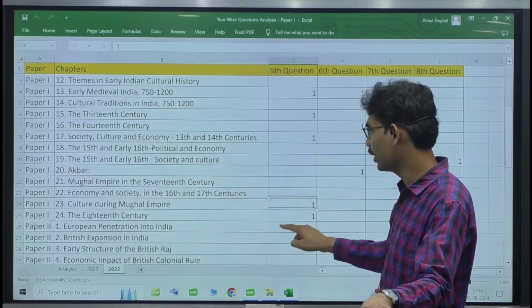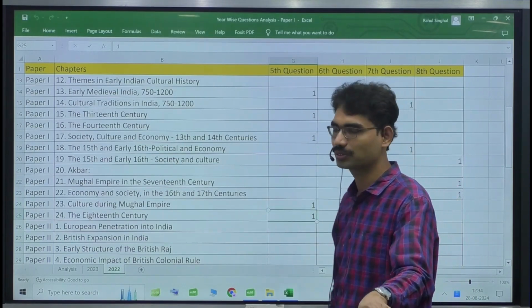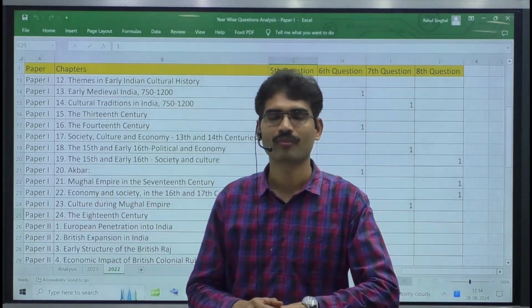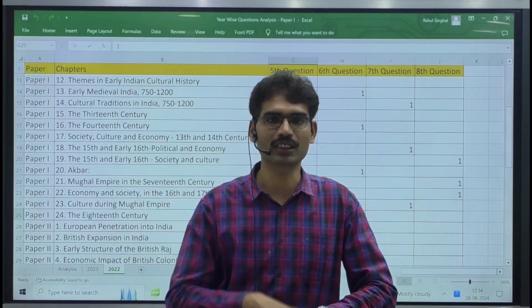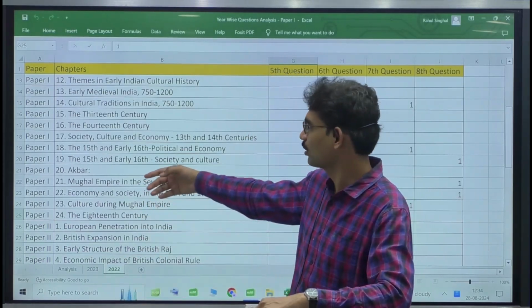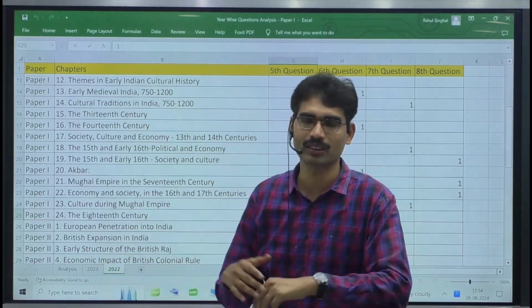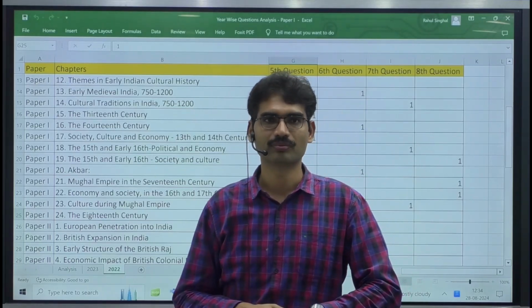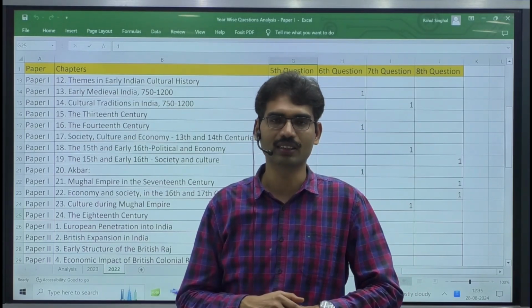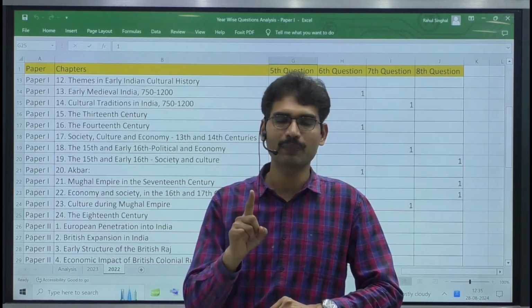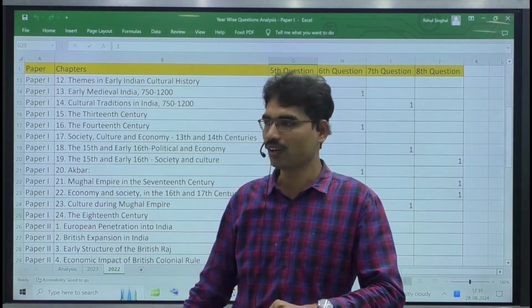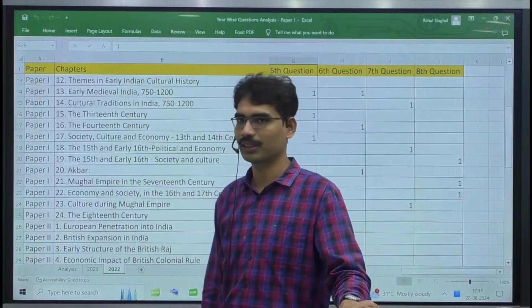Now another question. One is from unit 23, another from unit 24. Now you see, if you want to attempt the 5th question, how many units should you be strong in? From unit number 13 to unit number 24. Then what is left in the paper 1 syllabus? Nothing is left. So what signal is UPSC giving? If you want to write paper 1, you have to read all 24 units properly.